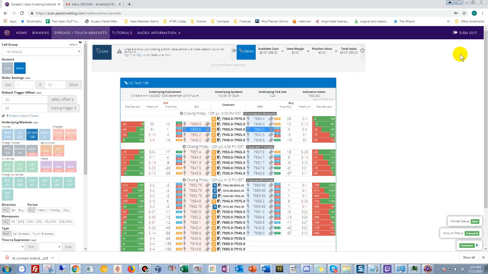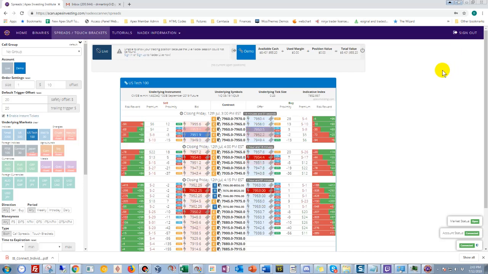Now, I have other videos already on the site where you can learn how to access it, get access for free, and learn how to do different order types. Also learn how to use the binaries and the price simulator on the binaries. But today we're going to talk about the spreads and touch brackets in this quick video, okay?